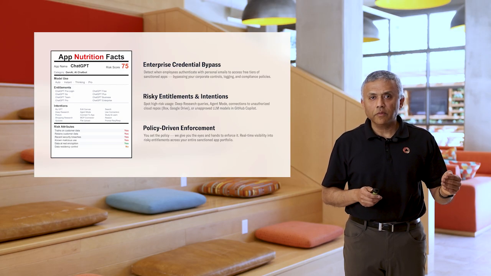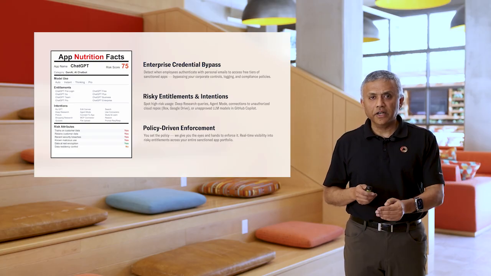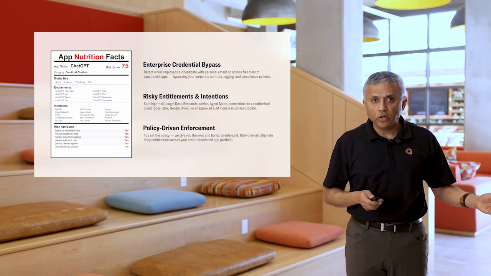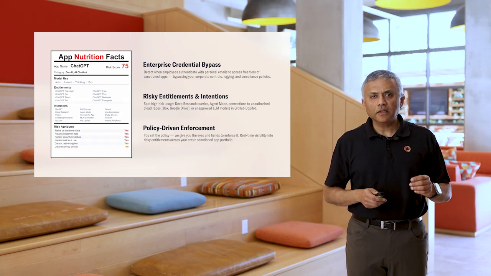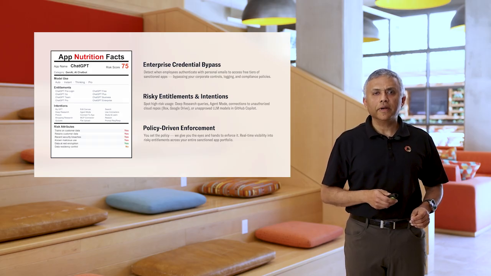Are they authenticating with their personal email to access a free tier and bypassing your corporate controls? Are they spinning up expensive or risky capabilities, like firing off deep research queries, running agent mode, or connecting to unauthorized cloud repos like Box or Google Drive directly from ChatGPT? For software development teams, are they using GitHub Copilot with LLM models that aren't on your safe and approved provider list? These are the kinds of questions that keep CISOs up at night.